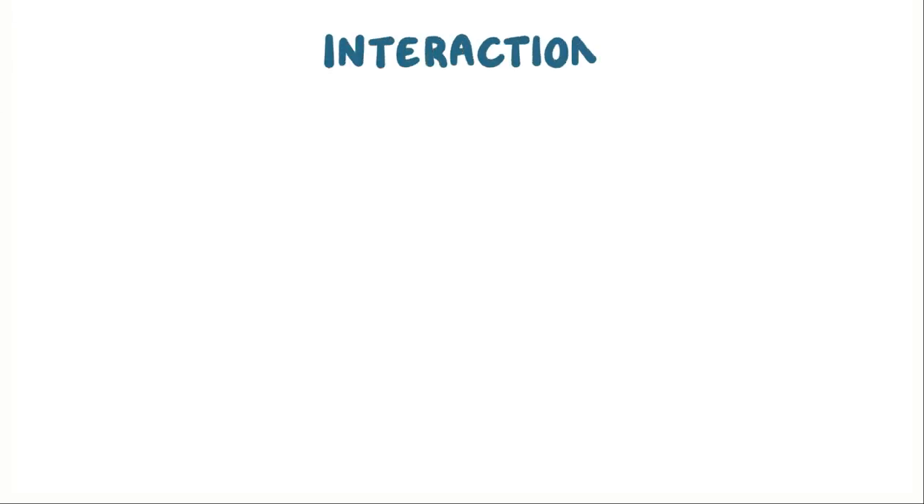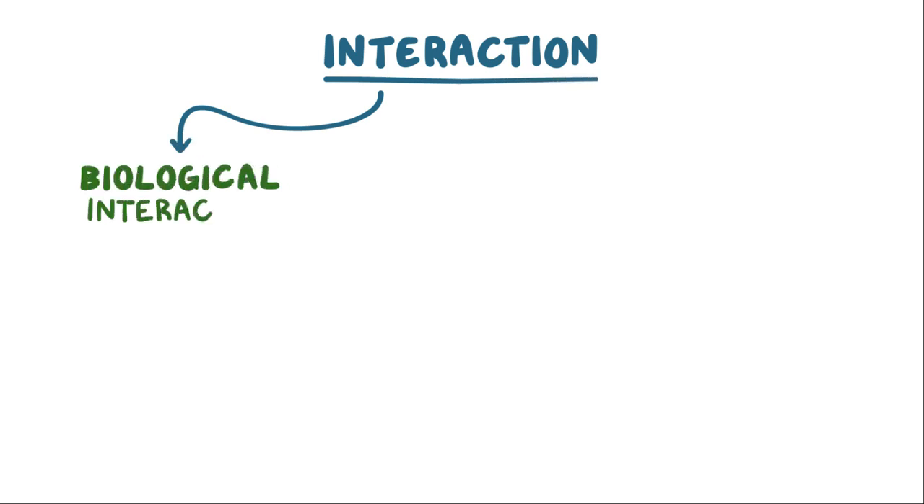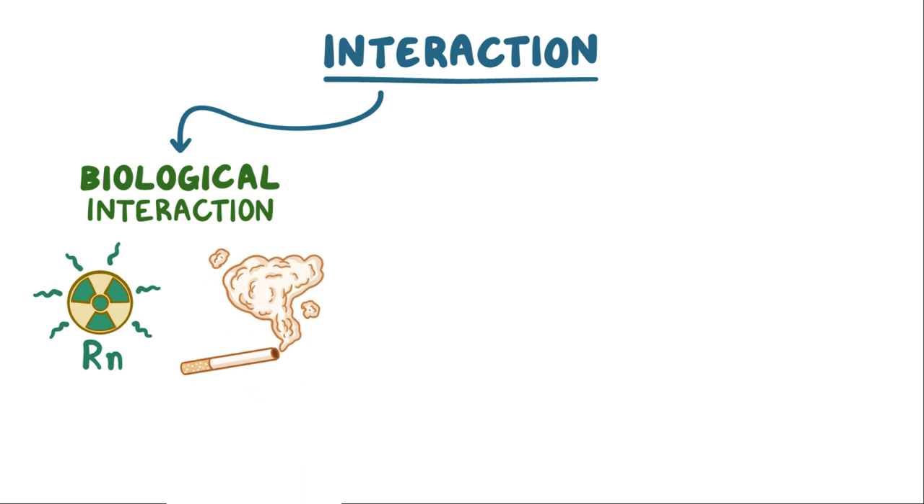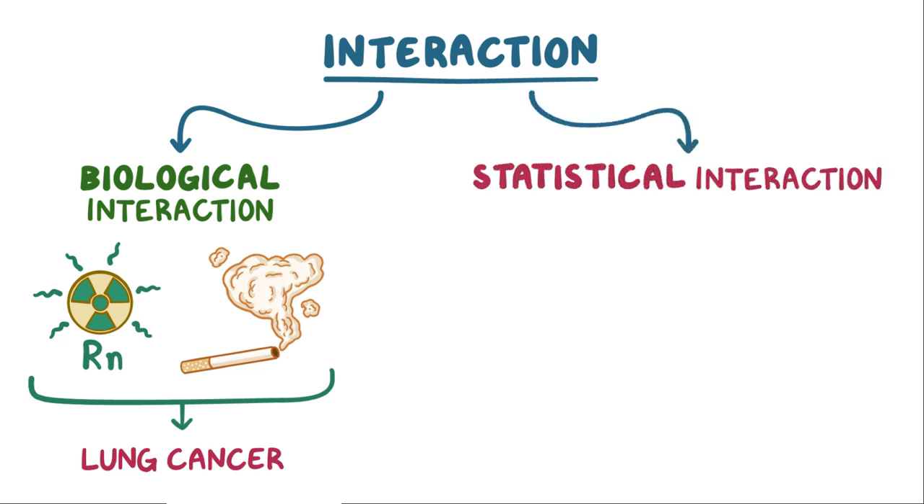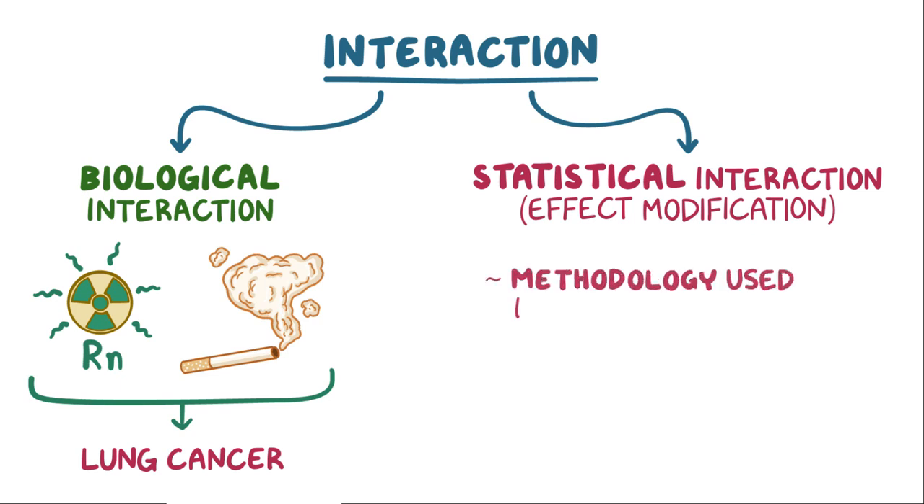The word interaction can refer to biological interaction, which is where two exposures like radon gas and toxins in cigarettes work together to influence an outcome, like lung cancer. But the word interaction can also refer to statistical interaction, also called effect modification, which is the statistical methodology used to find out if there's a biological interaction.